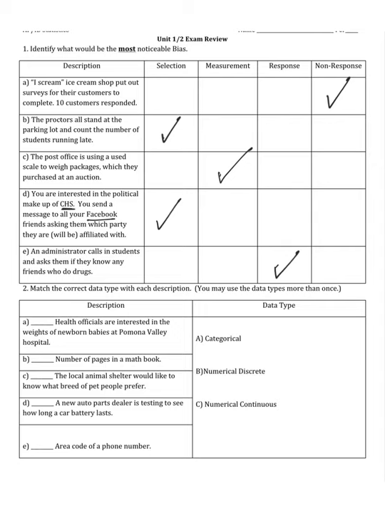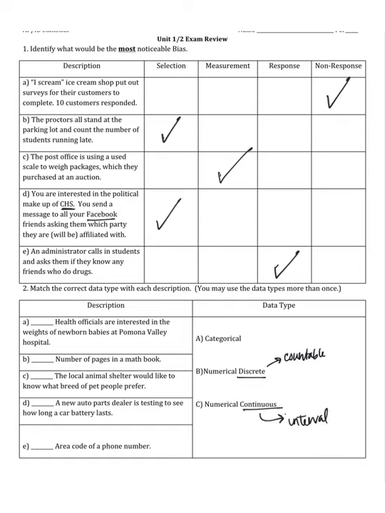All right, match the correct data type with each description. You can use the data types more than once. All right, so categorical, remember, is a non-numeric response. Numeric discrete means countable for the most part. And continuous means it's not countable. This is on an interval, ratio type situation.